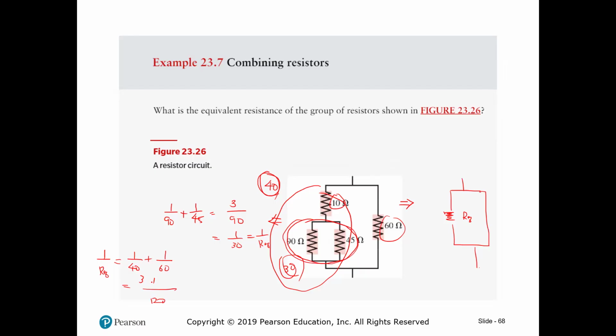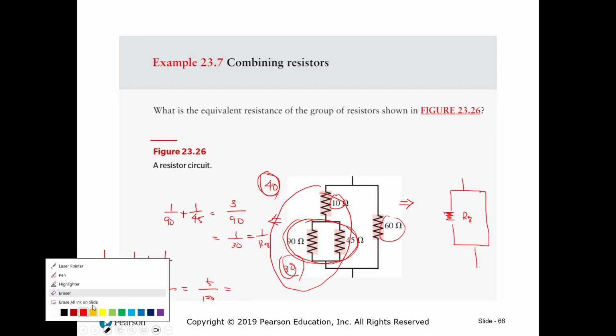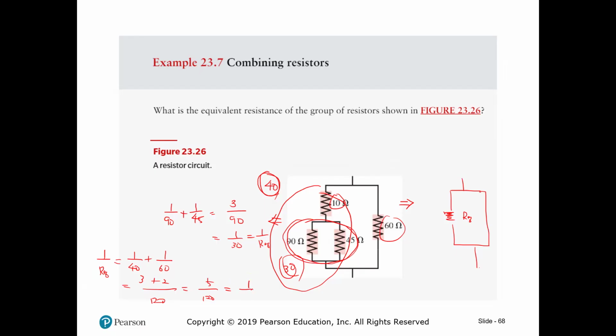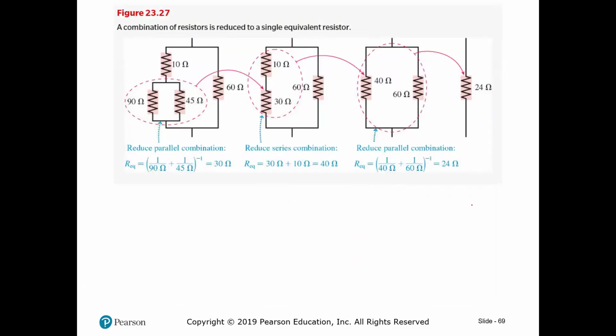3 plus 2, which is 5 over 120. Sorry, this is going to be 1 over 24. So that means Req is going to be 24 ohm. So the answer for this question is Req is simply 24 ohm.